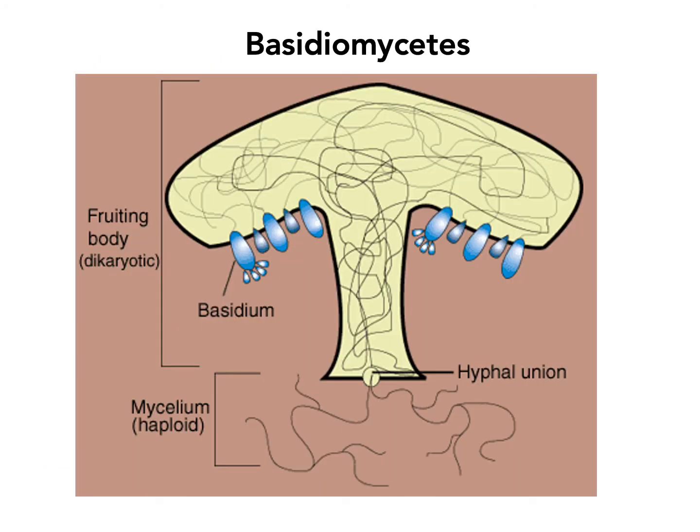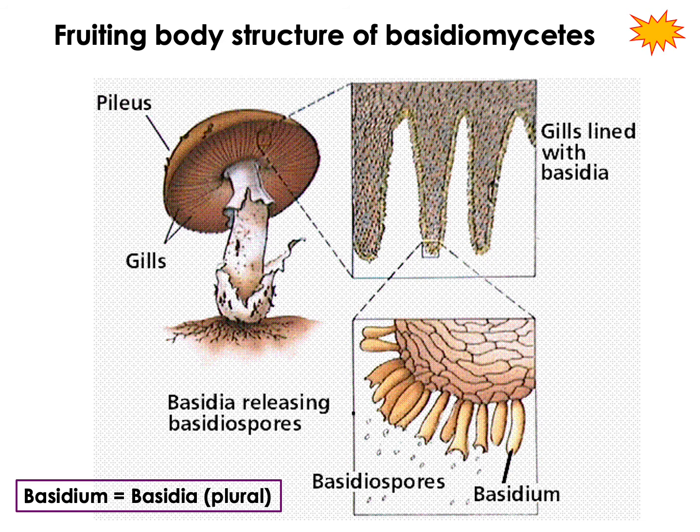Okay, so the fruiting body is this part here, which is dikaryotic, and the basidium is near the gills. Okay, and then these are the mycelium, which is haploid. So this is a fruiting body structure. Basidiomycete again, I would like to show you. These are the gills. So the gills are lined with basidia. Okay, so basidia release the basidiospores.